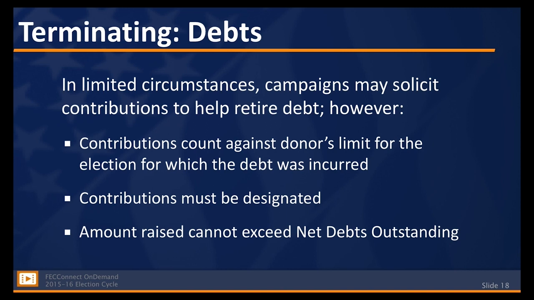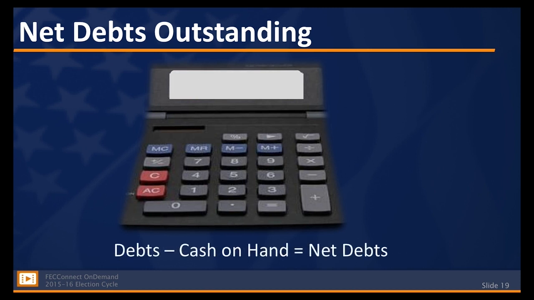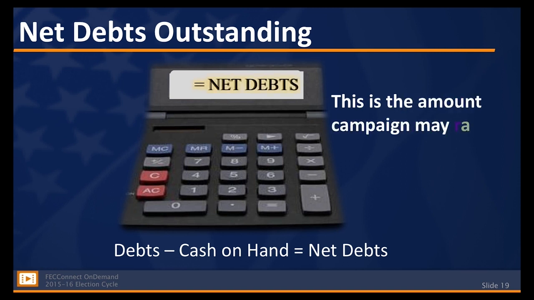Finally, you must ensure that you raise no more than the committee's net debts outstanding for that election. To calculate your campaign's net debts outstanding, first determine your cash on hand by subtracting your disbursements from your receipts. Then subtract that amount from your debts. This is the amount your campaign may raise.